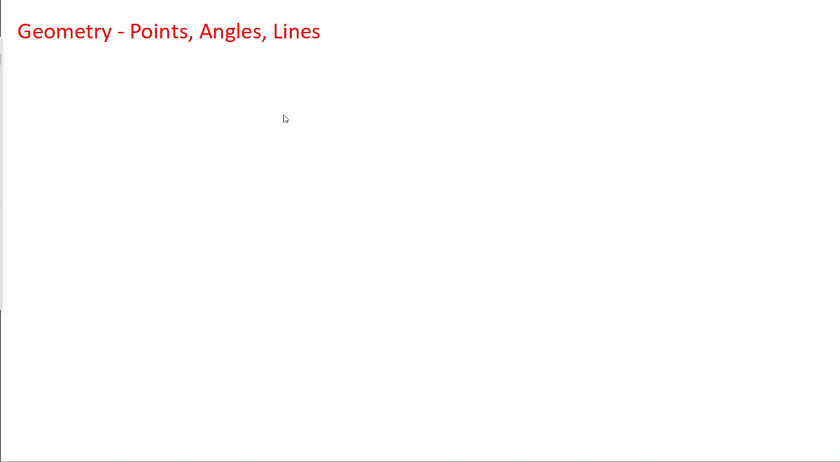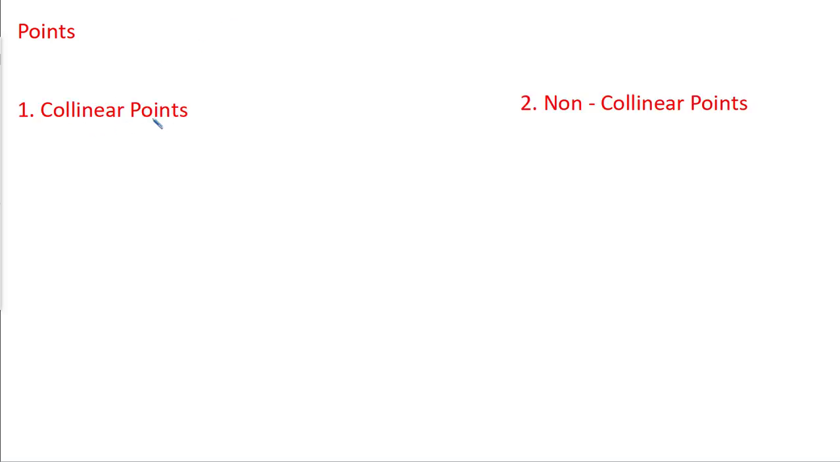Okay, so let's start with the points. Points everyone knows. There are two types of points. First is collinear points and the second is non-collinear points. Collinear points are the points which lie on a straight line.